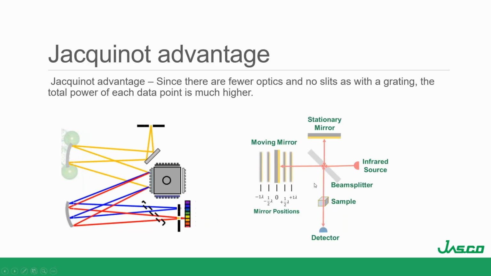The Jacquinot advantage is, since there's a slit here that blocks out light, a slit here that blocks out light, and multiple optics that it's bouncing off of, you're only sampling a portion of the light that's gone through the sample. So the intensity is a lot less for grating-based than it is in FT, because with FT, you have all the light hitting it at once.